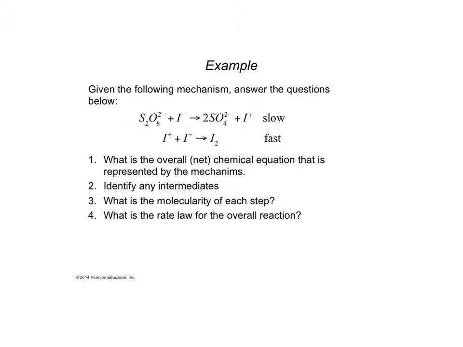Okay, so how would you actually see this appear in a question on an exam or a question in the homework? Let's say I gave you something like this, where I have a proposed mechanism and I ask a bunch of questions for it, okay? In this mechanism, we have two separate steps, and both of these steps are bimolecular, okay? The first step is our slow step, and the second step is our fast step.